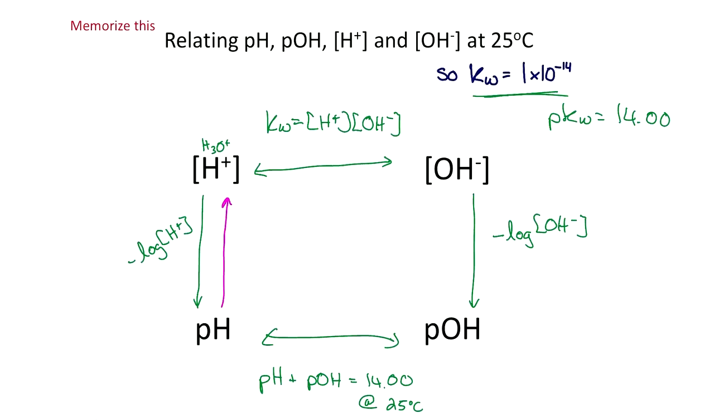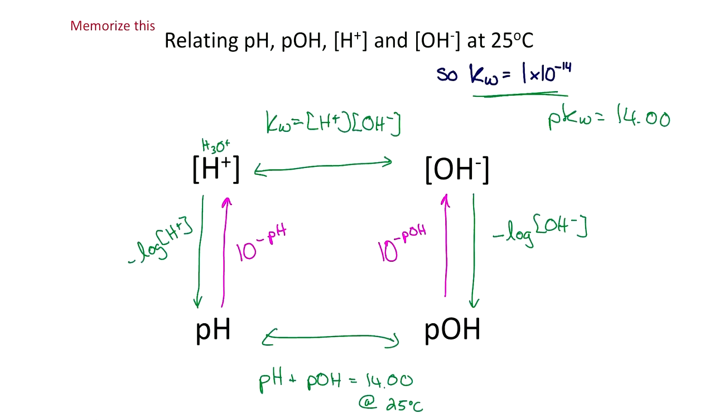All right, and then just for completeness, if we wanted to go in reverse, if we were given pH and want to calculate H plus concentration, to undo a pH value, we take 10 to the negative pH. Same thing for pOH. If we know the pOH, we just take 10 to the negative pOH to go back to molarity. And this is your magic square.